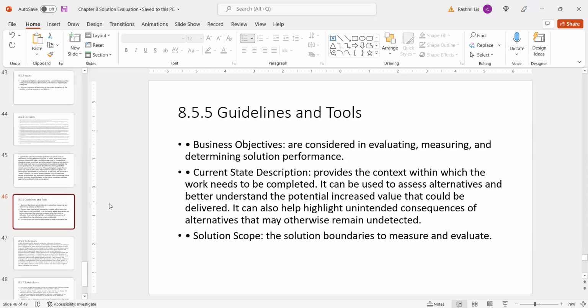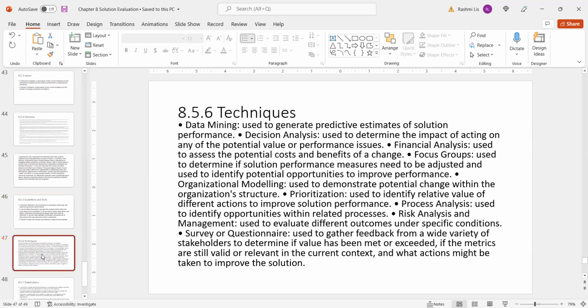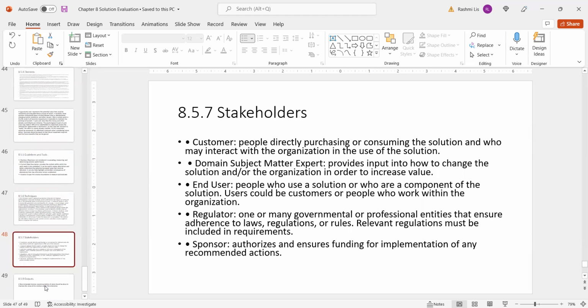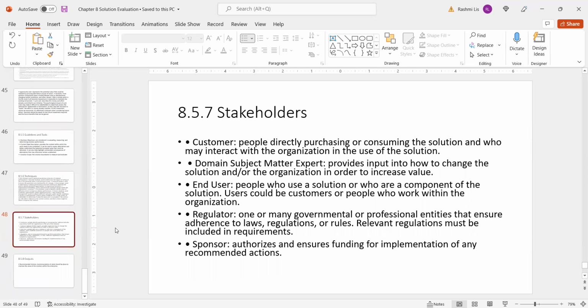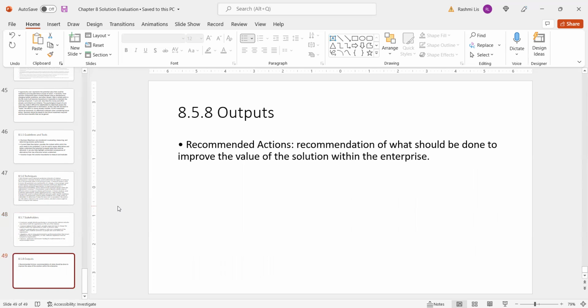Some of the guidelines and tools here are business objectives, current state description, and the solution scope. There's a bunch of techniques here. I would highly recommend going to the BABOK guide to see what those techniques are. I will be covering techniques in other videos as well. Some of the stakeholders here are the customer, the domain subject matter expert, the end user, the regulator, and the sponsor. And the output of this task is recommended actions, which is a recommendation of what should be done to improve the value of the solution within the enterprise.